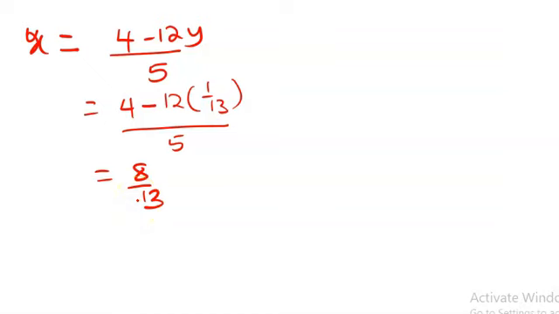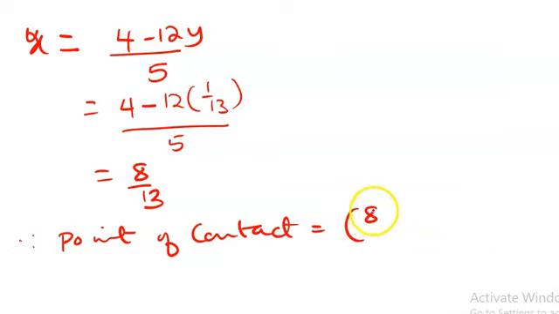Now we were asked to find the point of contact. So after getting the values of x and y respectively, we need to put them in a point form. So therefore, the point of contact is x is 8 on 13, and y is 1 on 13.